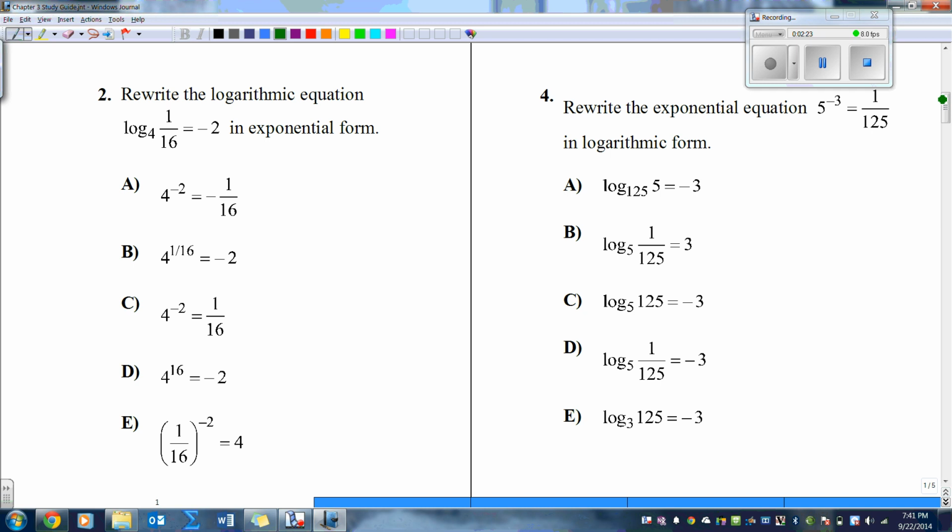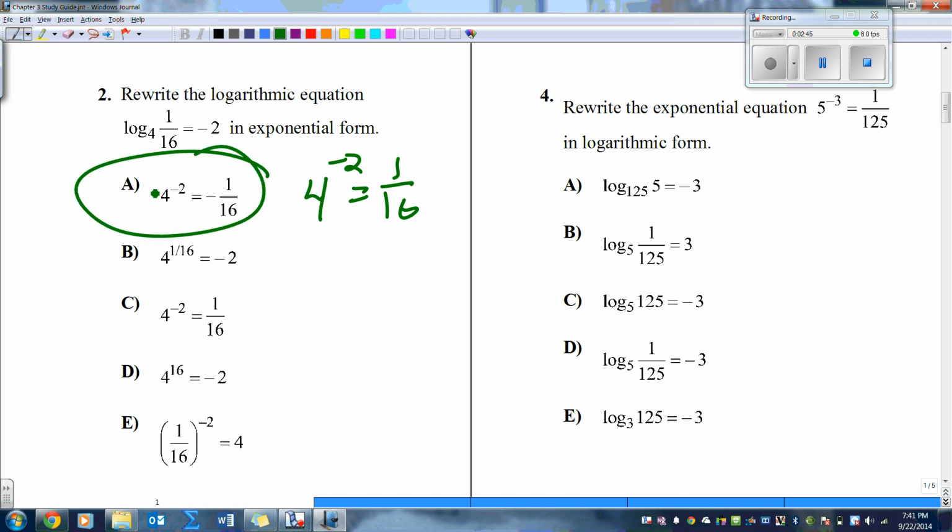All right. Number 2, rewrite the logarithmic equation in exponential form. This is the base to the outie equals the innie. So I have base to the outie equals the innie. So the answer is A.